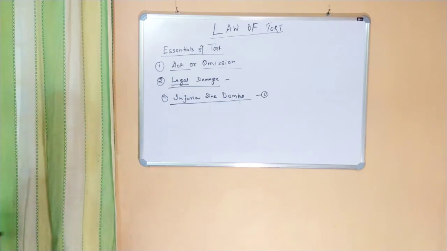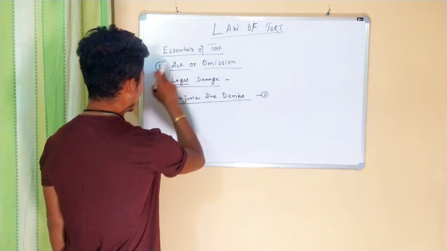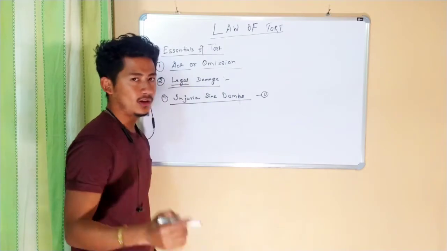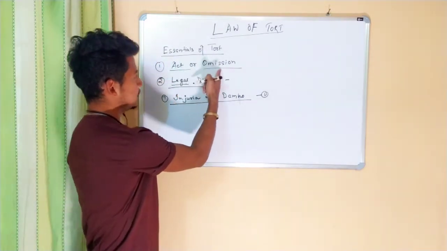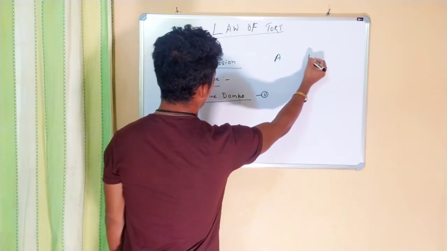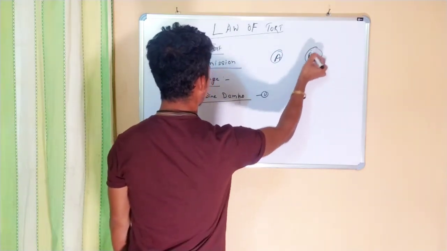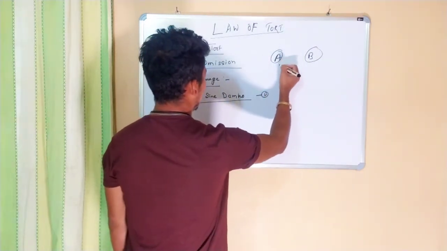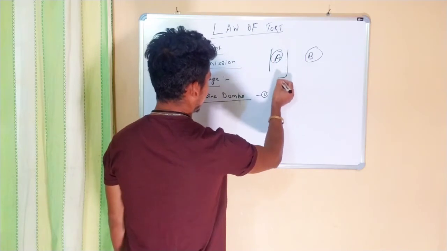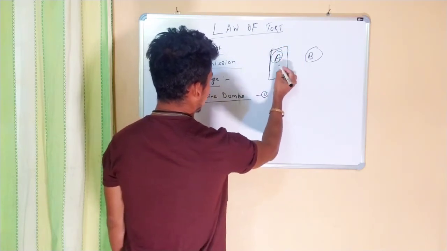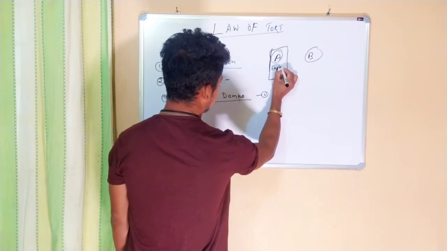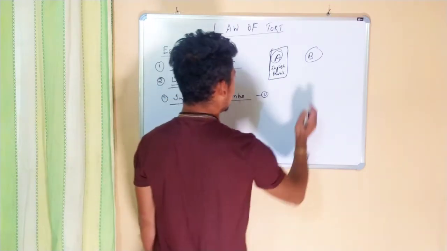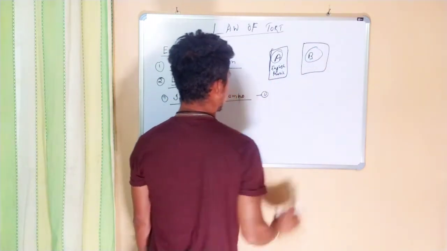So guys, the second important essential of law in order to consider a tort is legal damage. The number one was act or omission. So A and B. Let's suppose A is in his house playing English music, and B is in his house living very silently.